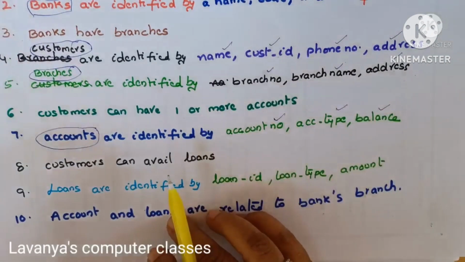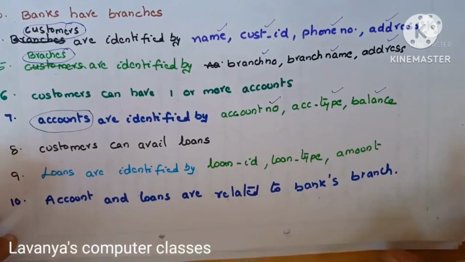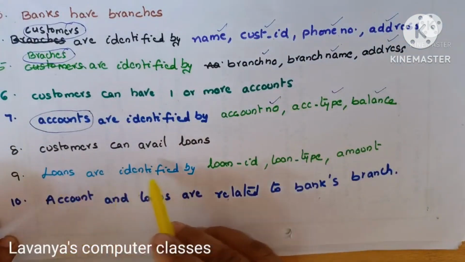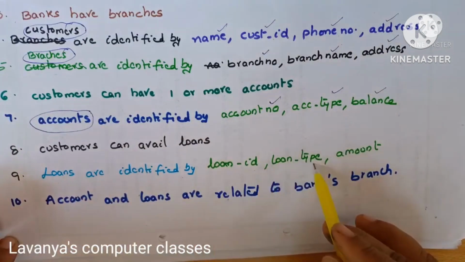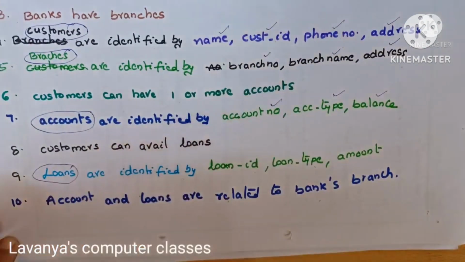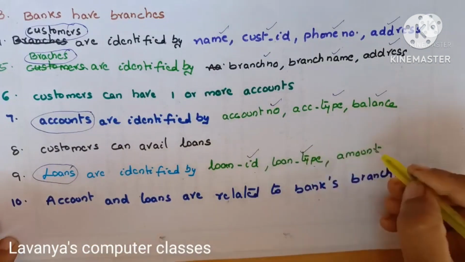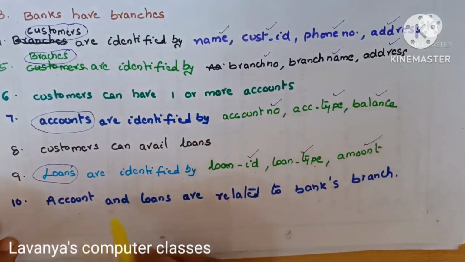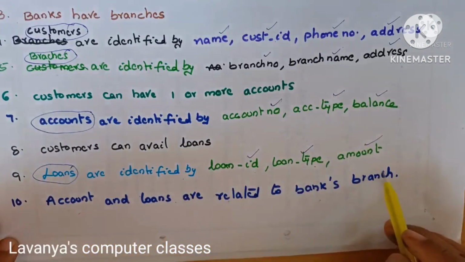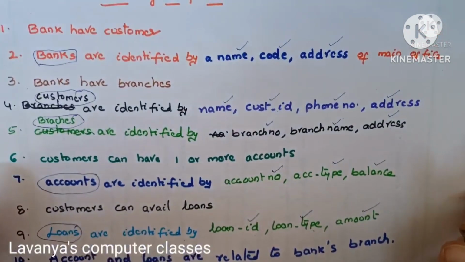Next, customers can avail loans. That means banks are giving loans to the customers. Loans are identified by loan ID, loan type and amount. So here one more entity set, whose name is loans. What are the attributes of loans? Loan ID, loan type and amount. Accounts and loans are related to the bank's branch. So this is the description of the total bank example.